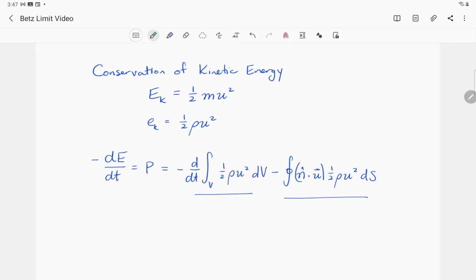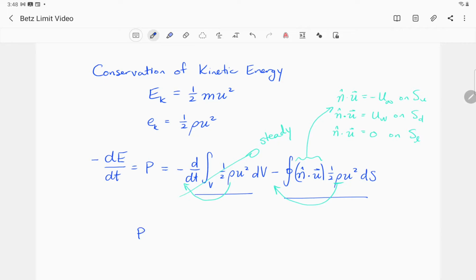Invoking the assumptions we've already made previously, this first term vanishes by the steady flow assumption, and I'm going to move these densities outside of the integrals. Of course, the first one doesn't matter. And again, I know n dot u on the three components of S, which I'll rewrite here briefly. And so we get power being equal to this first integral involving u infinity cubed and the second integral involving the wake velocity cubed.